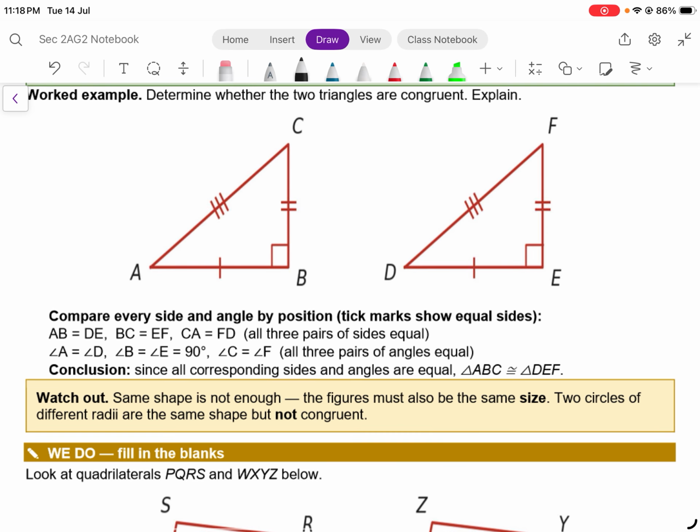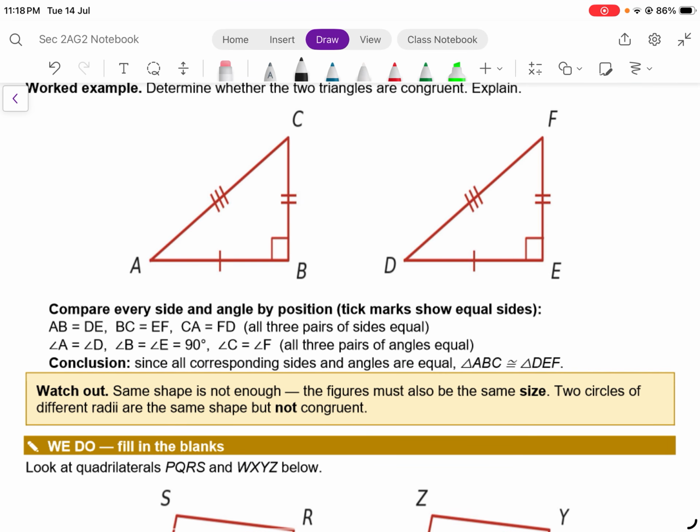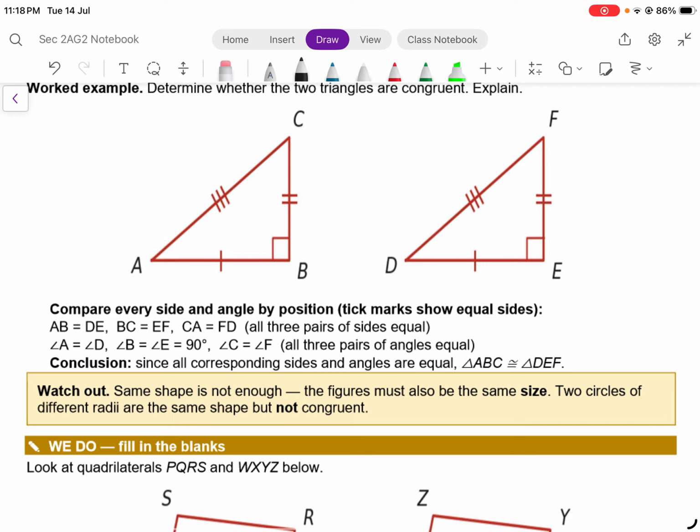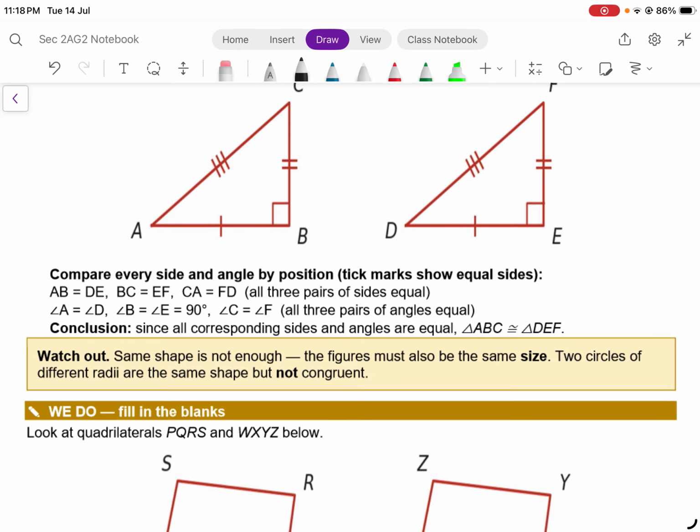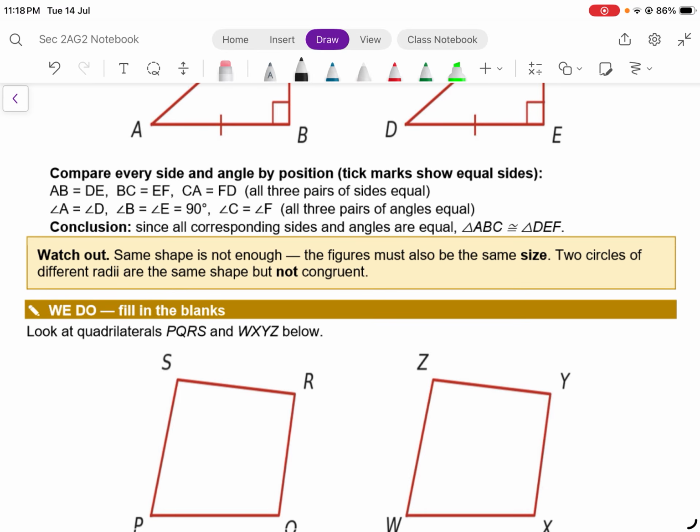So to find out if it is congruent, compare every side and angle by position. Tick marks show equal sides. Same shape is not enough, the figures must be the same size. Two circles of different radii are the same shape but not congruent. So in effect, what they're trying to say is you must check that all three sides are the same and all the angles are the same before we can say that they are congruent.